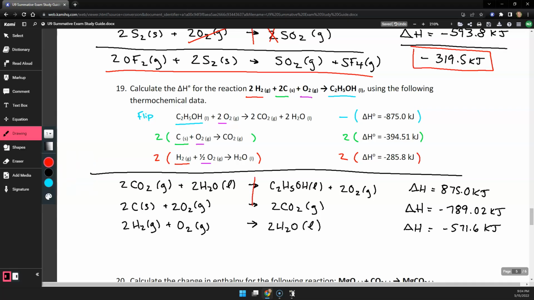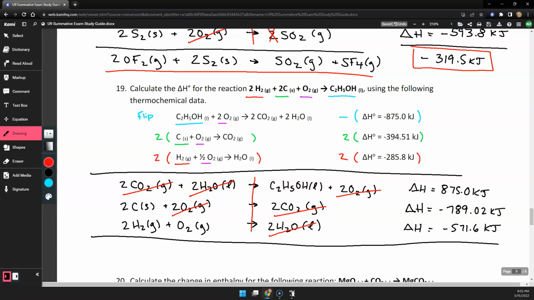All right, let's see what cancels. So our CO2 gas is going to cancel out. Looks like our H2O will cancel out. And the O2, we got 2 O2 here, 2 O2 here, and then we're just left with O2 on the left. And I think that's it. So let's add these together now. So we've got 2H2, we have 2 carbons, we have O2, and then on the right side, we just have C2H5OH liquid.